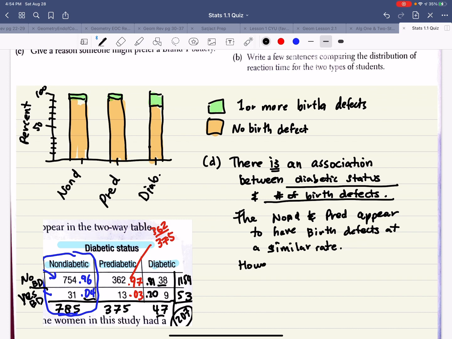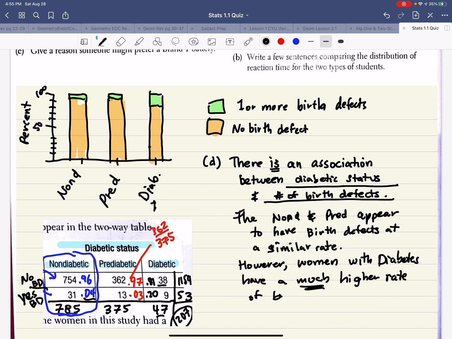However, women with diabetes, this category, right, have a much higher rate of birth defects. When we look at this, if you were a mother and you were saying here, well, what are my chances of a birth defect? And you're saying, well, at this reservation, only about 3 or 4% of people have birth defects. You're like, oh, okay, I don't like my chances.